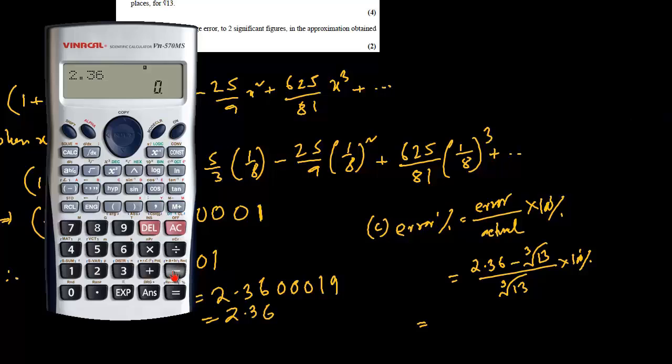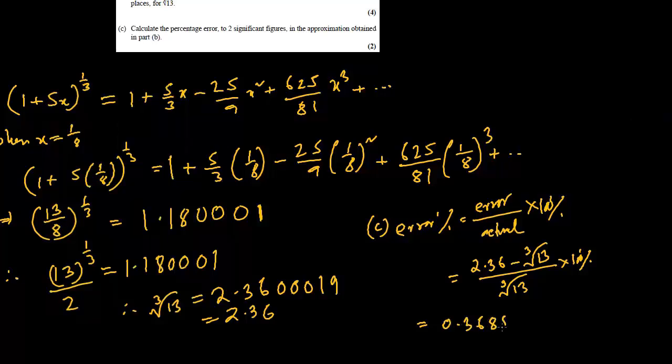For avoiding rounding error, we should actually use more digits, but since it is 0.0000, I'm not using that. So 2.36 minus cube root of 13 equals this, it's positive, divided by cube root of 13, and we have to multiply by 100%. So we have 0.3685%, but it has to be two significant figures, so 0.37%.